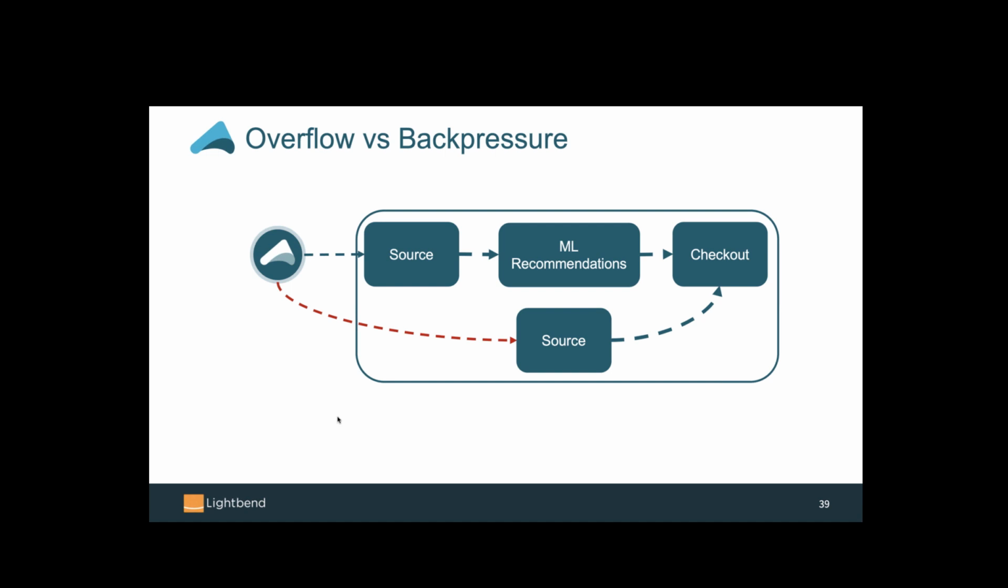So if all of a sudden a user is trying to check out and ML recommendations is overwhelmed, then we just want to go to a different source and direct them right to the checkout. But this pattern doesn't mean that we have to send everybody to skip ML recommendations. It basically just means that the ML recommendations will occur for the absolute maximum number of people that it possibly can.